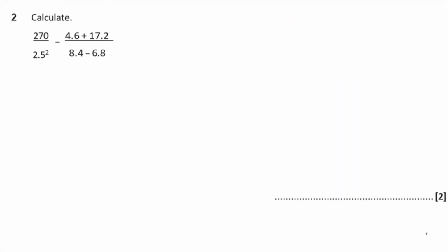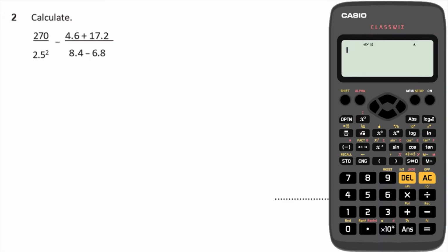Question 2, calculate 270 over 2.5 squared, minus 4.6 plus 17.2, all divided by 8.4 minus 6.8. Now this looks horrendous, but this is the calculator paper, so as long as you can type that carefully into your calculator, it should be no problem at all, should it? Okay, so I'm going to use the fraction key. I'm just going to try and write it into the calculator just as it appears on the page.